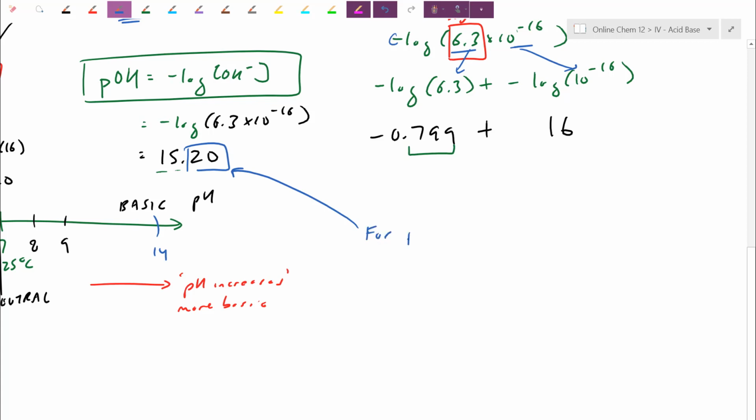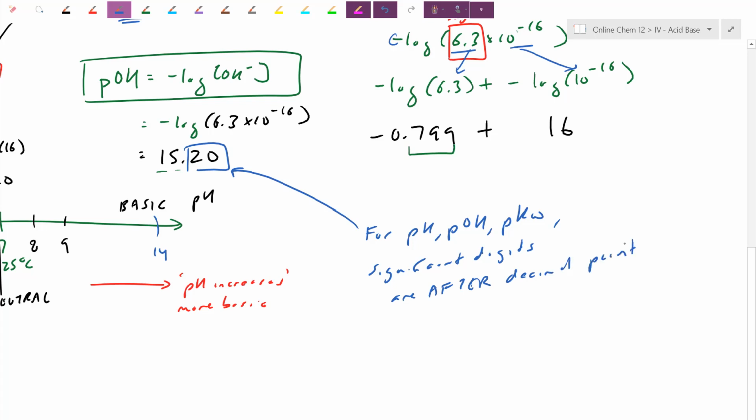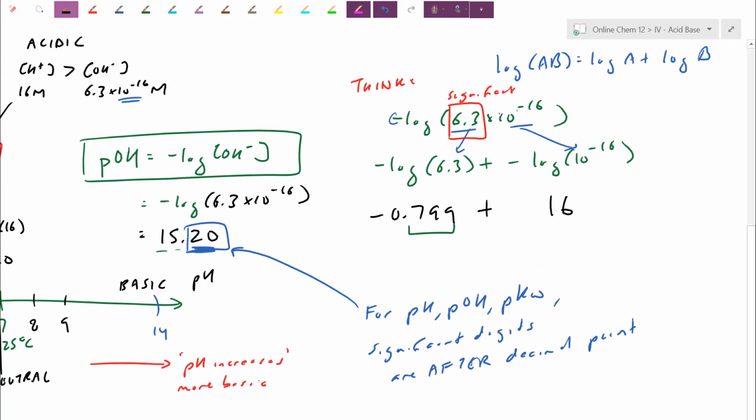Okay. So for pH and pOH, and we're going to do pKW later on, the significant figures, the significant digits, are after the decimal point. So when I have a pOH of 15.20, even though I still have to write 15.20, the significant part is just the 2 sig figs of that 20 part of it. Just like when I write a number in scientific notation, the significance comes from the base number. Is it important for me to tell you 10 to the negative 16? Yes, it is, because that tells you where my decimal place actually ends up. So just watch out for that. That's a really important conclusion for sig figs here. The significant part comes after the decimal place.